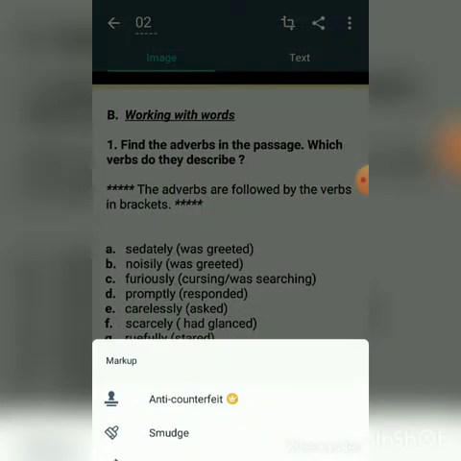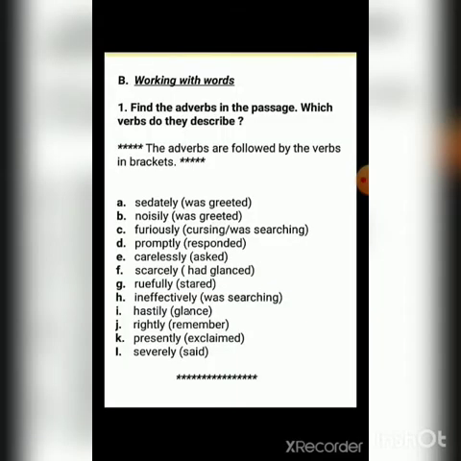On page number 11 we have exercise B, working with words, and the first question is: find the adverbs. You know what adverbs are? Today we have discussed that adverbs describe more about verbs, and they often end in ly, for example quickly, slowly, abruptly, right?